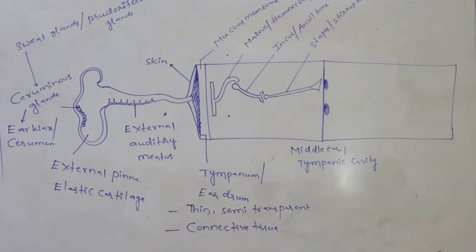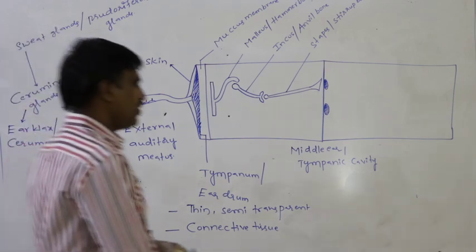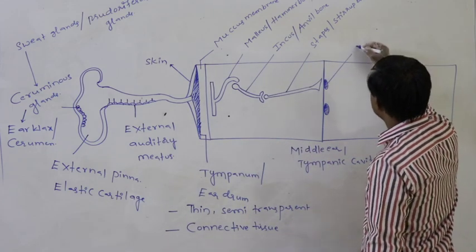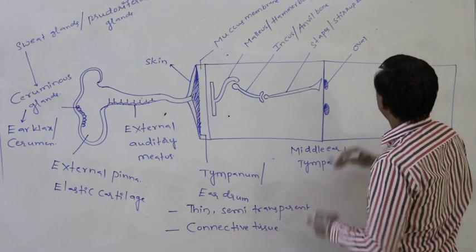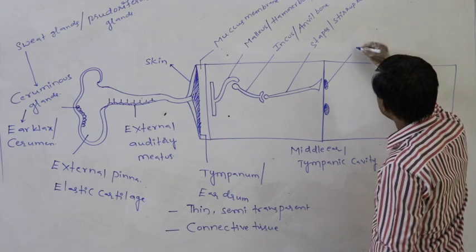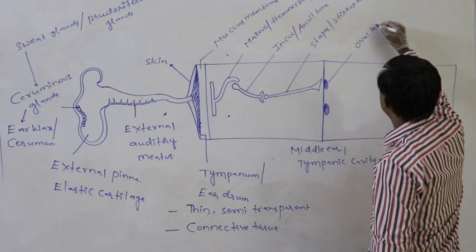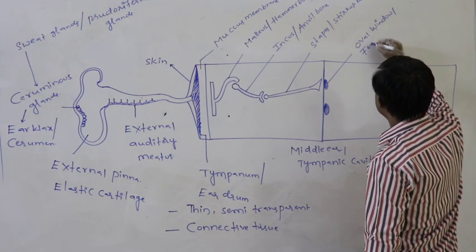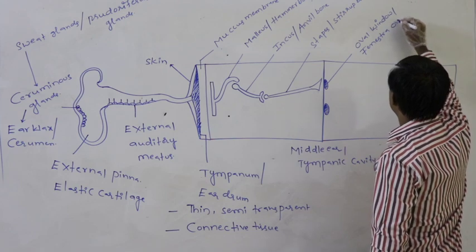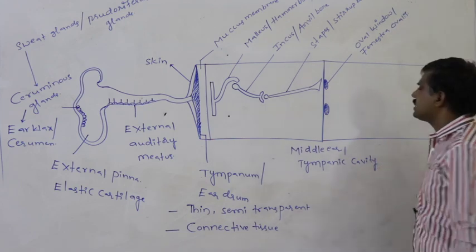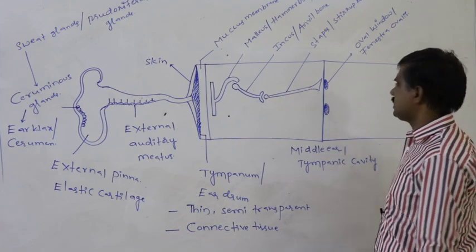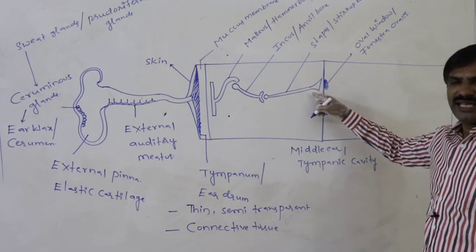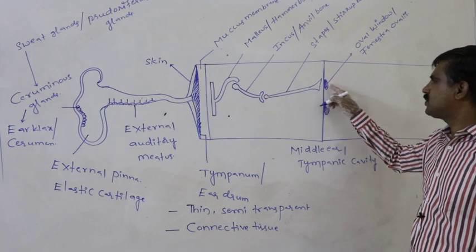Of these, the upper opening, to which the stapes attaches, is called the oval window or fenestra ovalis. Definitely to that oval window, the stapes bone attaches.